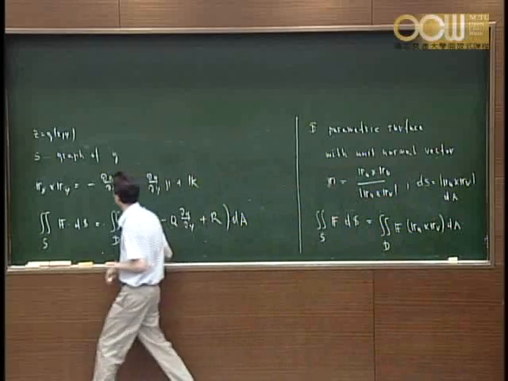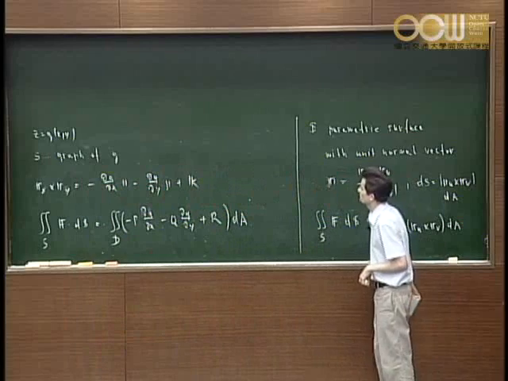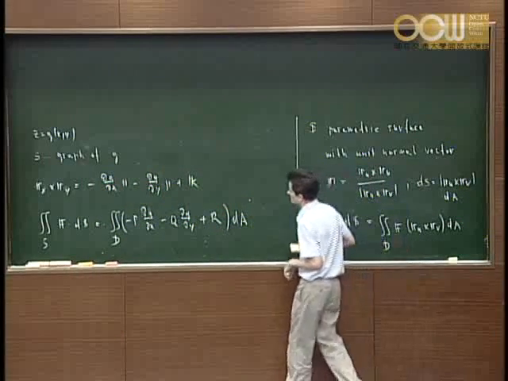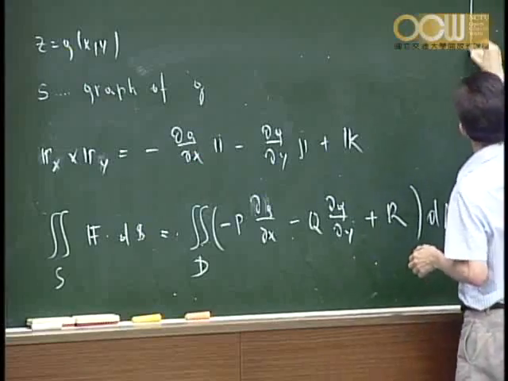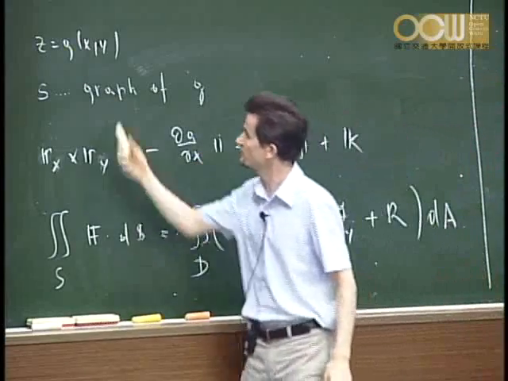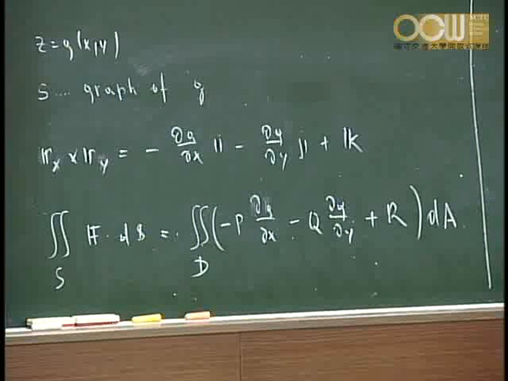Okay, so this is for the special case where the surface is given by the graph of a function, and the orientation is the positive orientation. In order to compute the double integral, if you have given such a function and you have given a surface, then you can use this in order to find the surface integral.